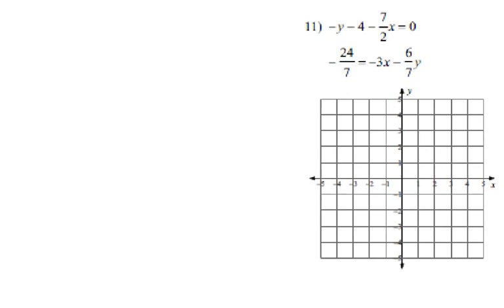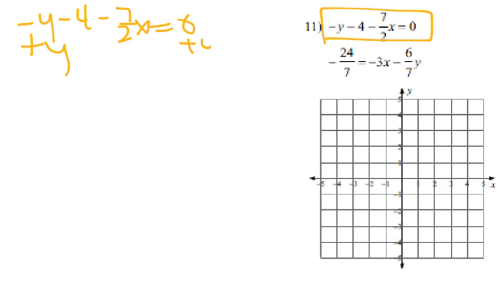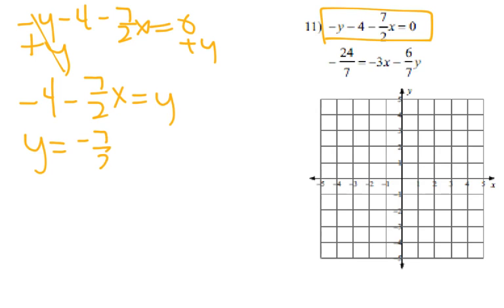Okay, now let's clear some space for this number 11, this crazy looking one. Okay, so if we look at this, if I add y to both sides, we'd be left with negative 4 minus 7/2 x equals y, which I could rearrange to y equals negative 7/2 x minus 4. Then it doesn't look too bad, right? Start at negative 4. We'd go down 7 to the right 2, so we could also go up 7 to the left 2 to do that one.